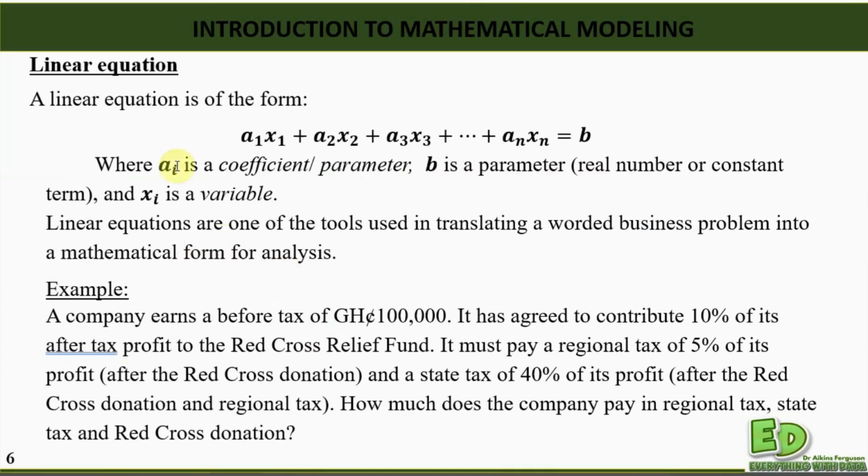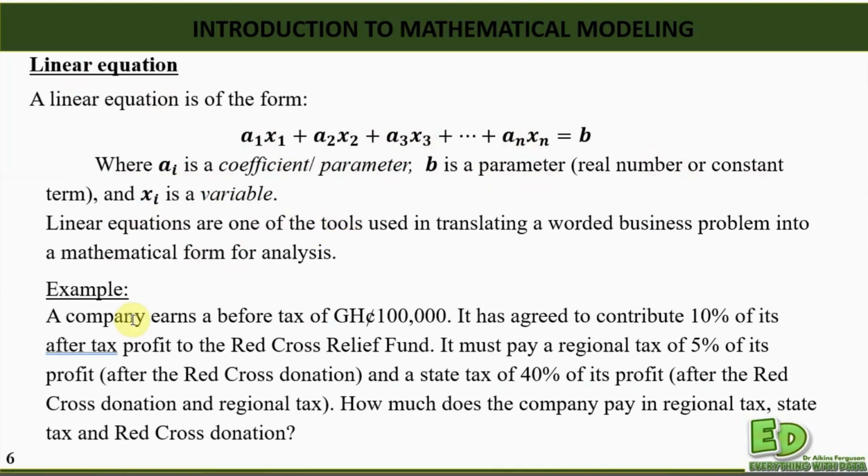So on the next slide, we'll have what is called a linear equation. A linear equation is of the form shown here, where ai is the coefficient or the parameter, b is the parameter that is a real number or constant term, and xi is a variable. Linear equations are one of the tools used in translating a worded problem into a mathematical form for analysis.